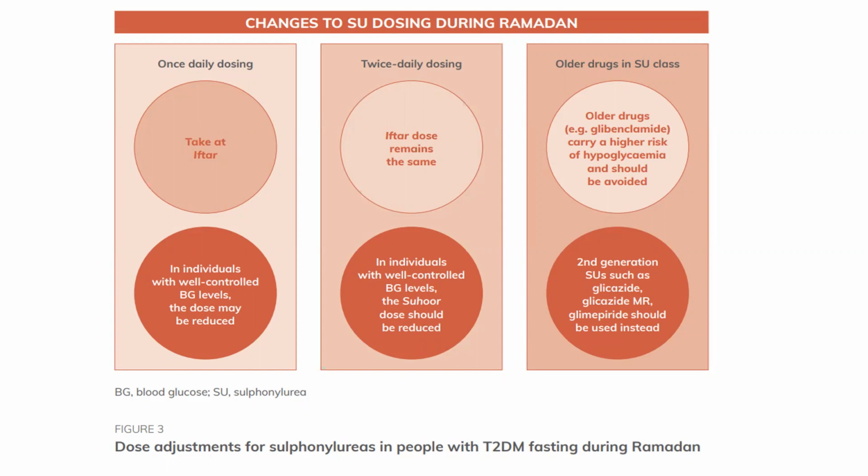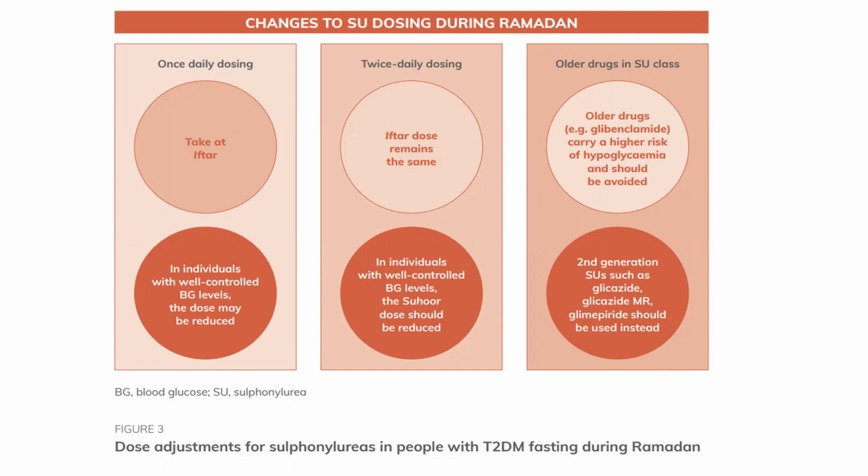Even in those patients who have once daily dosing, like for example, 60 mg for the gliclazide, we can make it half, which is 30 mg with iftar if the patient's sugars are well controlled. Older drugs in the SU class, older drugs like glibenclamide should definitely not be used, they carry a higher risk of hypoglycemia, and should be avoided. Second generation SUs are preferred, gliclazide MR, glimepiride, they should be used instead.